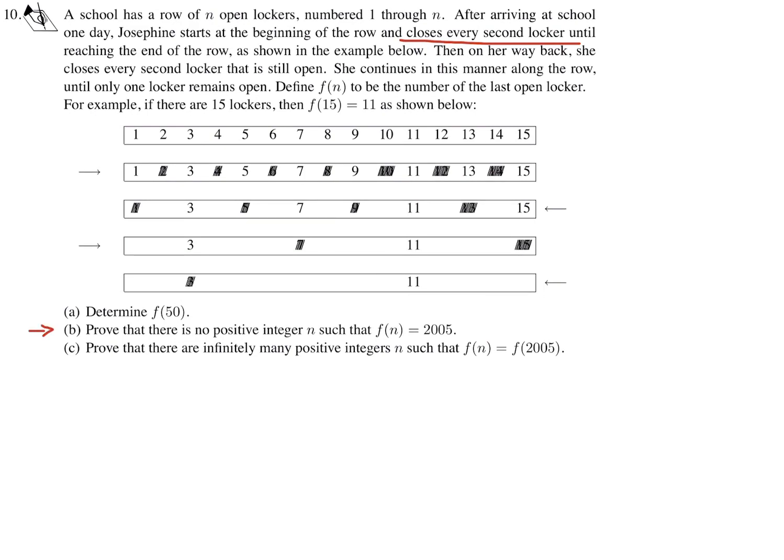Now we get to question B. Prove that there is no positive integer n such that F at n equals 2005. Now, we have to get at least some understanding of what F and n could be. This is obviously some sort of a function. We don't know what that function is. It'd be nice if we did, but we don't. So we have to figure out what F at n is.